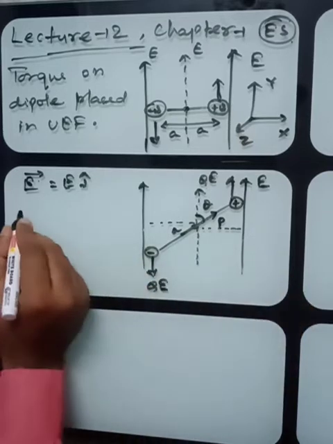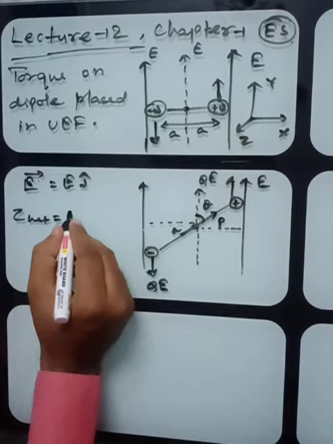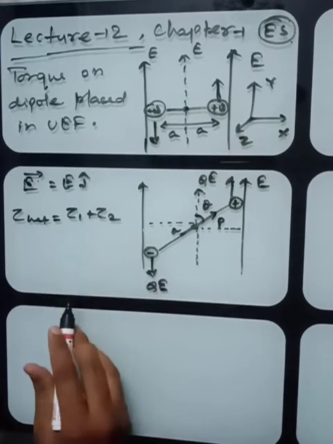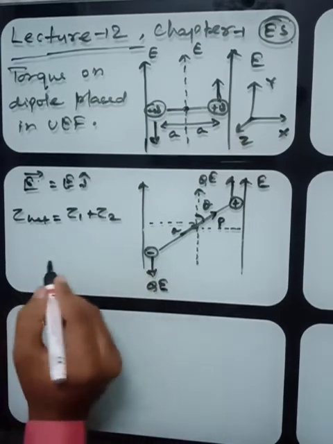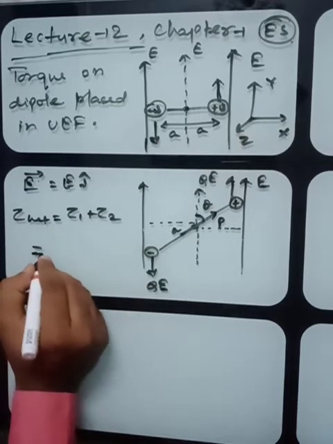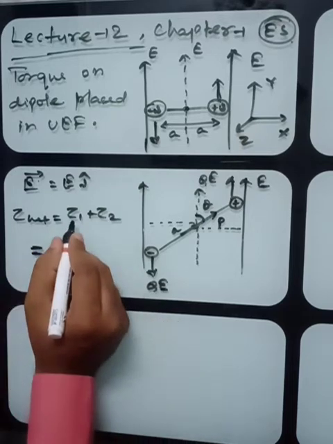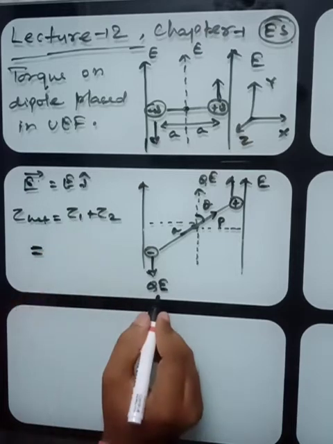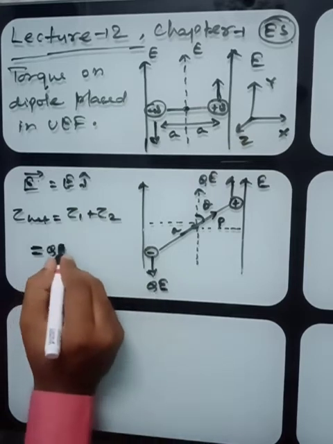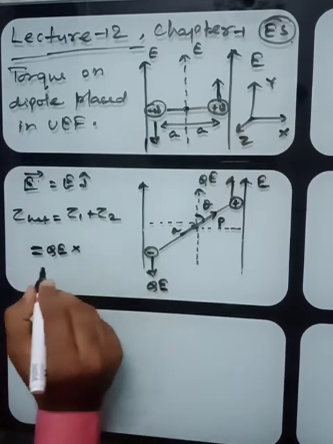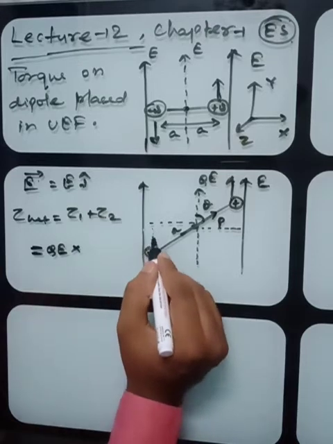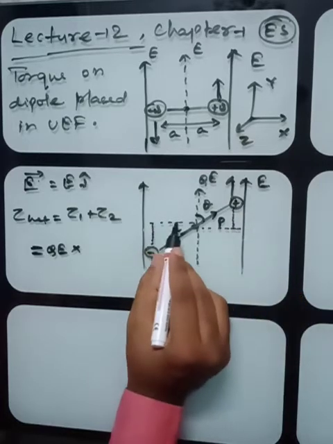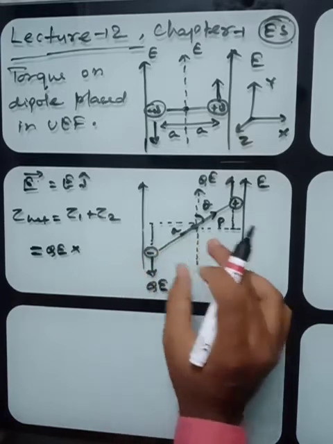Okay, now student, here the net torque tau net will be the sum of torque tau 1 and tau 2, that is, due to the positive charge and due to the negative charge. Here I am writing the net torque. So this torque can be written as force into perpendicular distance. Here the force is QE. The perpendicular distance, if you project this force, is this one, and this is not actually the a. Remember, a is this one.